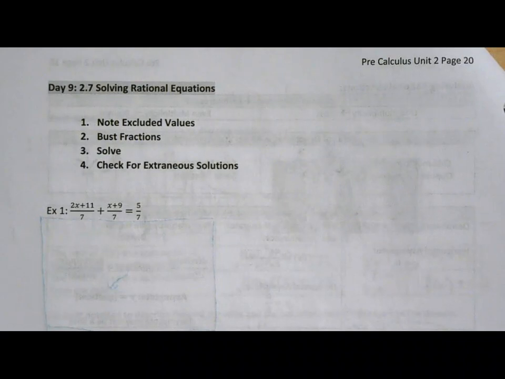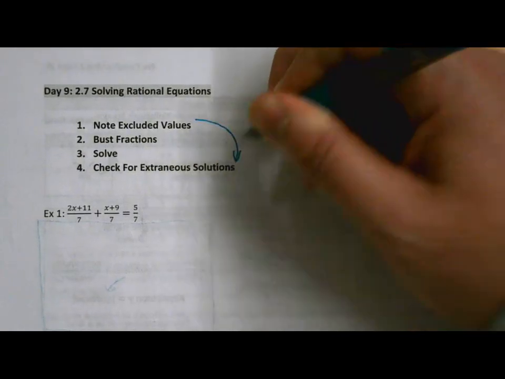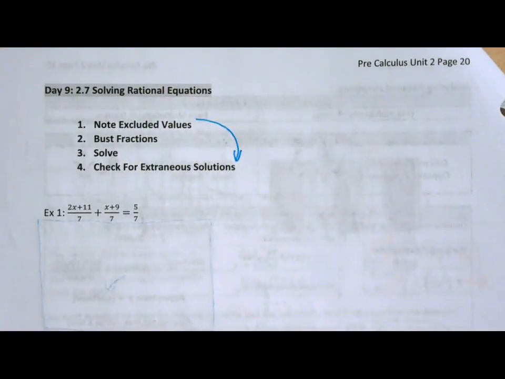So excluded values is something that you want to take care of first. I've taught myself to do this first because if I don't do it at the beginning, I'll forget to go back and do it at the end. These are going to be linked to extraneous solutions, so those two parts kind of go together. We're not going to see that in the first example, but we'll talk more about it when we get to the second example.